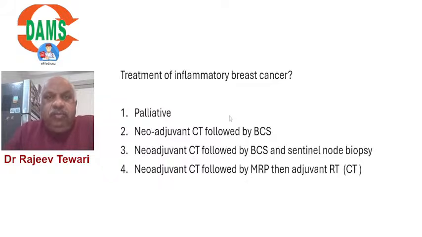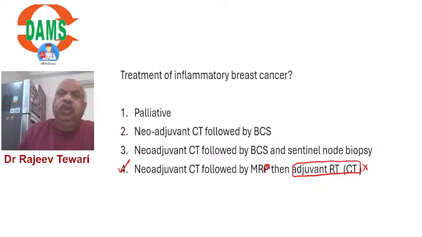Treatment of inflammatory breast cancer, and there was a photo. Sorry, I forgot to put the photo here. The photo showed inflamed skin over more than one third of the surface area. So that was inflammatory breast cancer. Of course, you have to give neoadjuvant chemo and modified radical mastectomy. I think adjuvant radio-chemo was not given in the options, but in treatment you have to give adjuvant radio-chemo also. So neoadjuvant and adjuvant both were given. Out of these 4, this is the best answer.